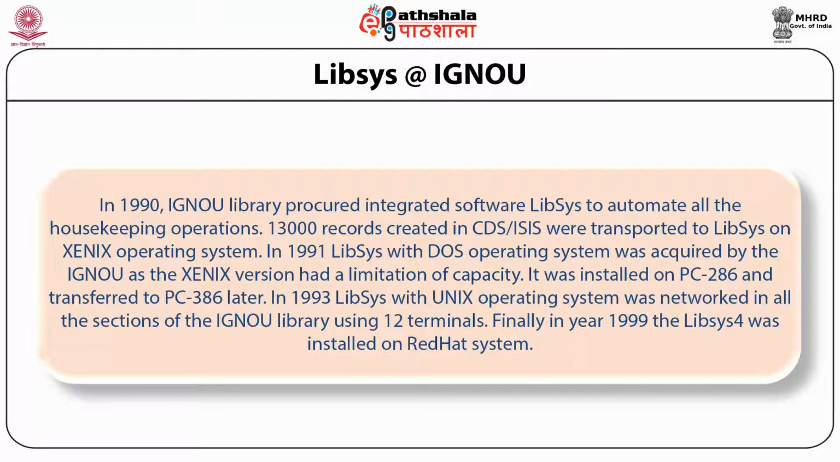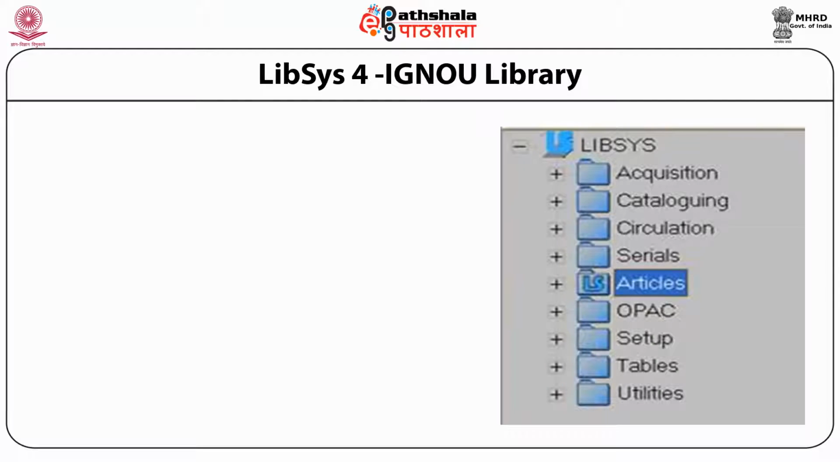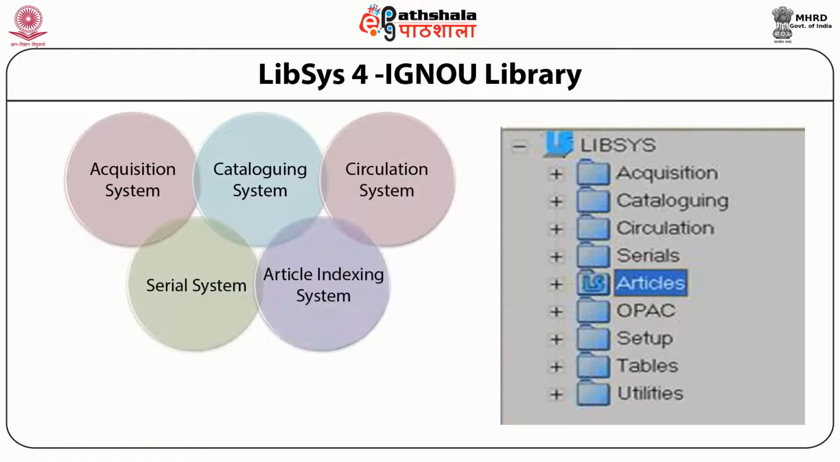In 1993, Libsys with Unix operating system was networked in all the sections of the IGNOU library using 12 terminals. Finally, in the year 1999, Libsys 4 was installed on a Red Hat system of Linux in the IGNOU library. Libsys 4 version is used in the IGNOU library and has 6 modules. As you can see on the screen, these modules include acquisition, cataloging, circulation, serials, article indexing, and OPAC module. Besides that, it has setups, tables, and utilities for the functioning of Libsys.